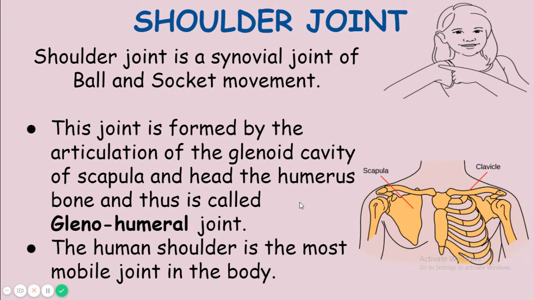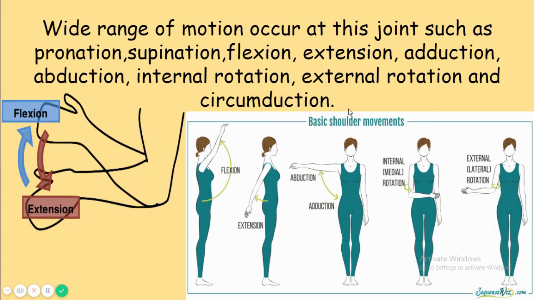Okay, so in comparison to the hip joint, the shoulder joint produces a large range of movement. Many movements can occur in many directions at the shoulder joint. Okay, so the wide range of movements which occur in the shoulder joint are: one is flexion. What does flexion mean? Flexion is the decreasing of the angle between two bones, or moving the arm forward. Okay, extension is moving the arm backward.